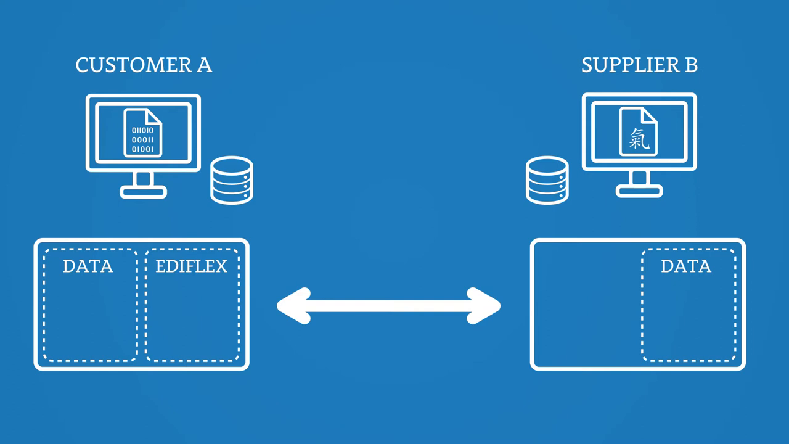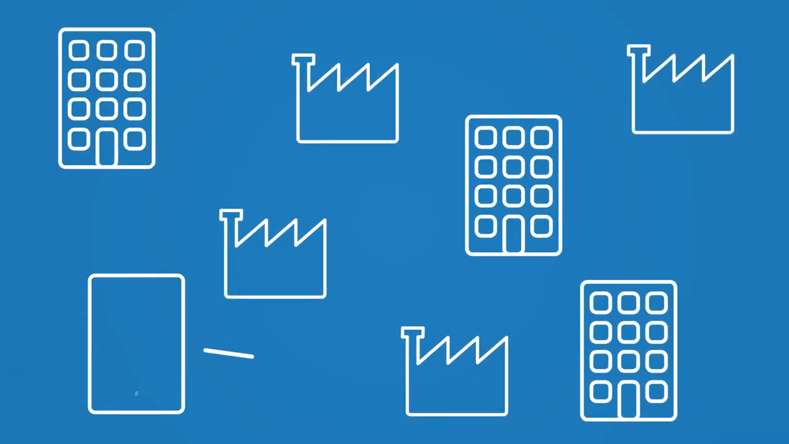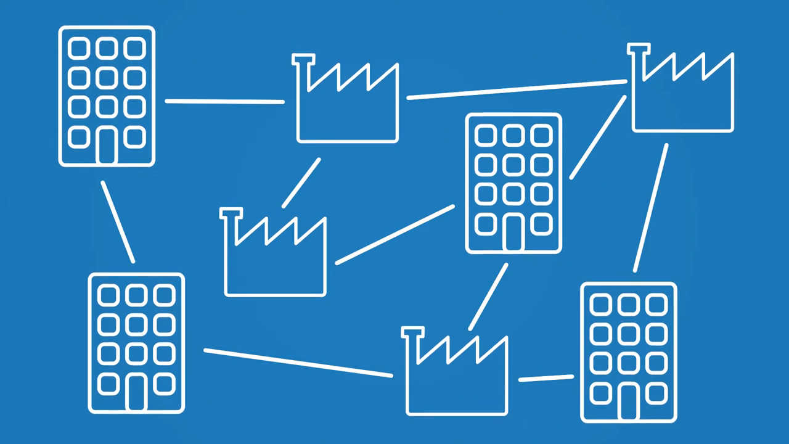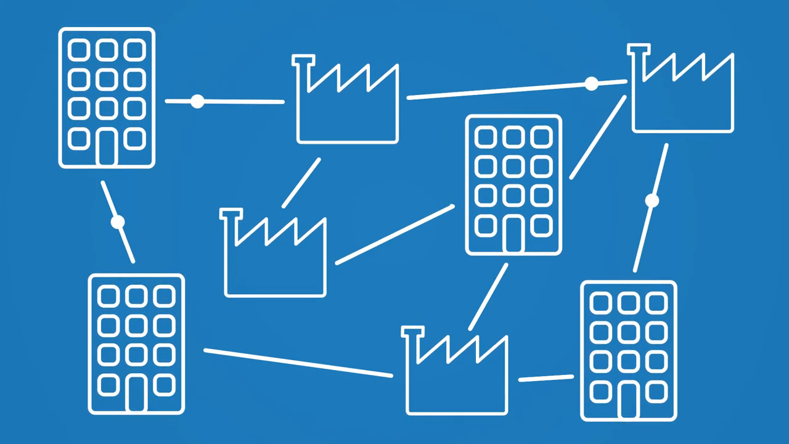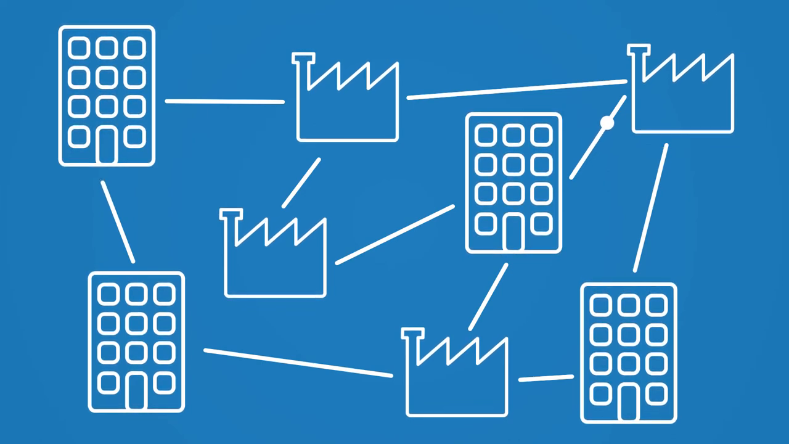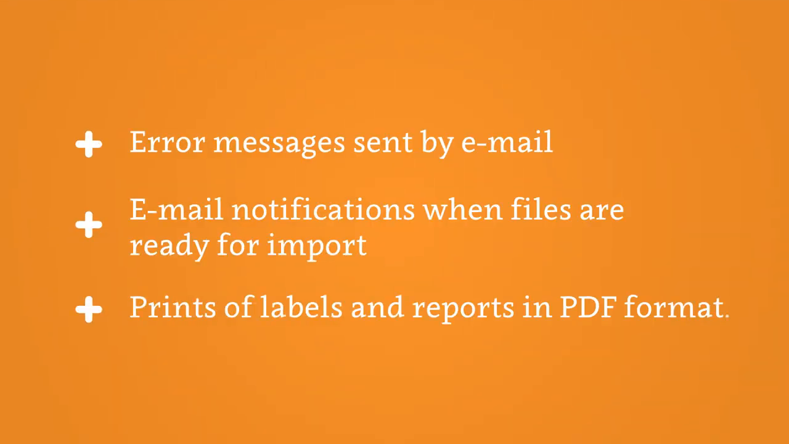And there is even more. Ediflex is a powerful system whereby an unlimited number of companies are linked together and automatically send data to each other. In addition, for each company, useful extras can be added, such as, for example, error messages sent by email, email notifications when files are ready for import, prints of labels, and reports in PDF format.